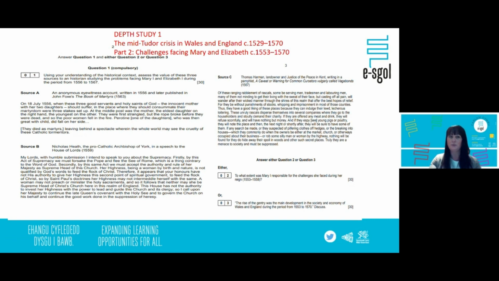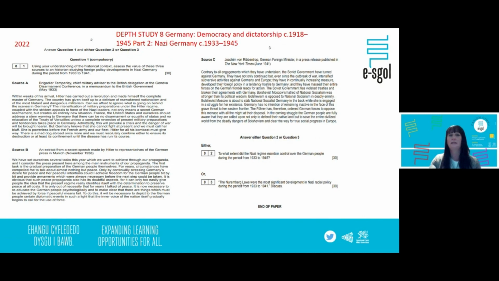It starts with using your understanding, and then you have your attribution, where the sources come from, and it's information first, and then you have your source. And then right at the end, you will have your 2 essays. As you can see, we can tell this is a 2022 paper because the 2 questions there have got the boxes around them, but that's the only difference. So that's the depth study 1 example, and I've got a depth study 8 here, exactly the same layout, and you can see the essay questions have got those boxes around them.